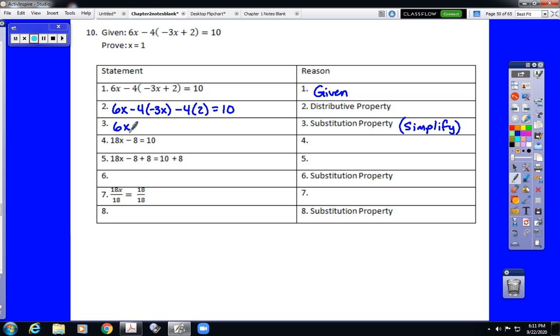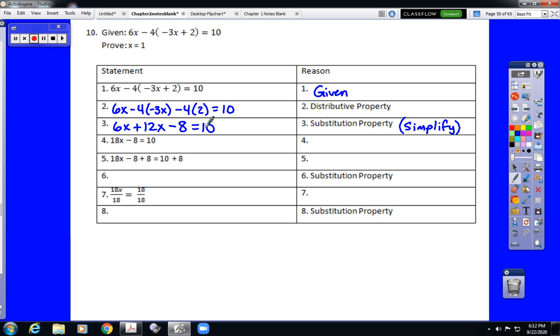That would be 6x, negative 4 times negative 3 is plus 12x. Negative 4 times 2 is minus 8 equals 10. Now here's probably the trickiest step in any of the 5 examples. Our next step algebraically is to combine like terms on the left side of the equation.